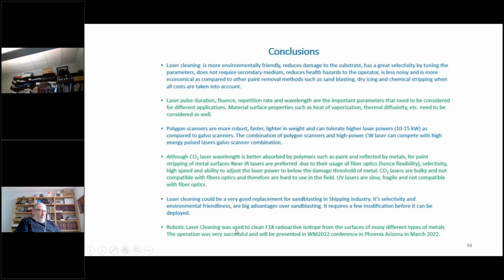And laser cleaning could be a very good replacement for sandblasting in the shipping industry, as our trial in Halifax shipyard showed. And finally, robotic laser cleaning was used to clean F-18 radioactive isotope from the surfaces of different types of metals, and the operation was very successful. The results were presented in WM 2022 conference in Phoenix, Arizona.